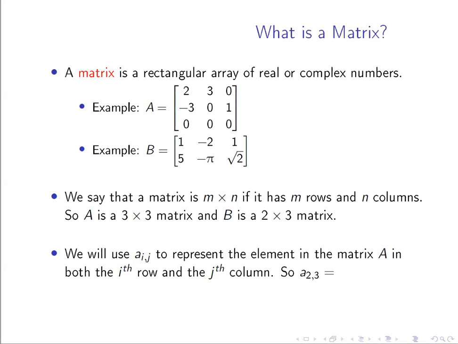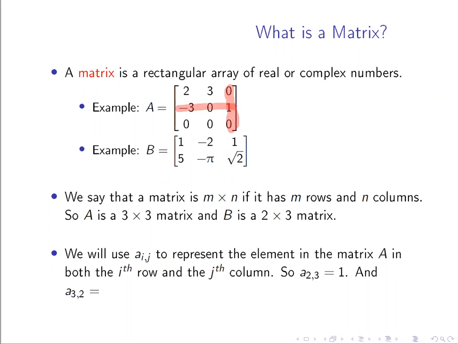So A23 would say I go to row 2. So that's going to be, let me just highlight that for you. So that would be this row, and 3 tells me I come to column 3. And notice where they overlap. Well, they overlap at that 1. So our answer is 1.